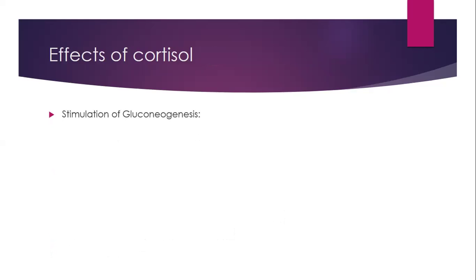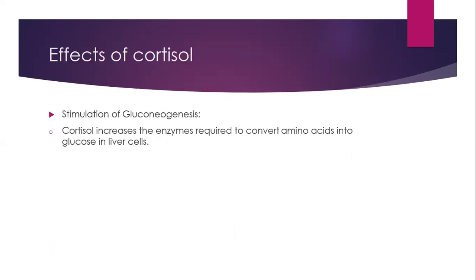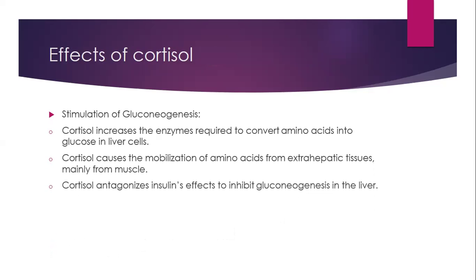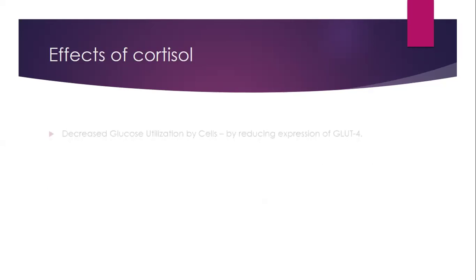So the effects of cortisol, number one, is to stimulate gluconeogenesis. And basically, this will involve anything revolving around gluconeogenesis. We can have increased enzymes for converting glucogenic amino acids to glucose. We can mobilize amino acids from the extrahepatic tissues. But again, importantly, cortisol usually antagonizes insulin's effect. This is very, very important. It usually antagonizes insulin's effect, so it is anti-insulinic. Others are glucagon, and even epinephrine can also be anti-insulinic.